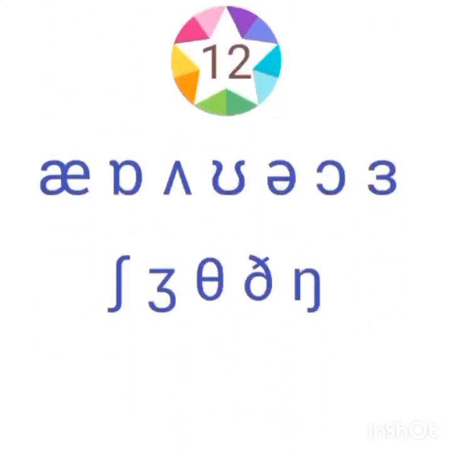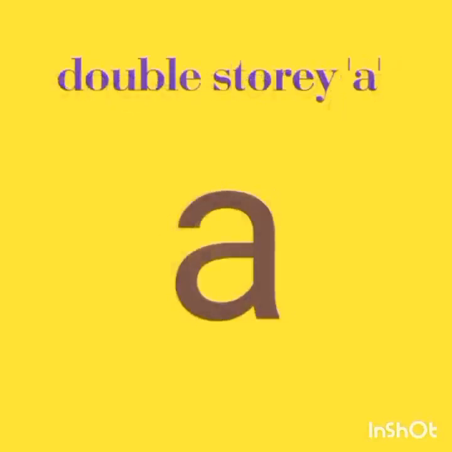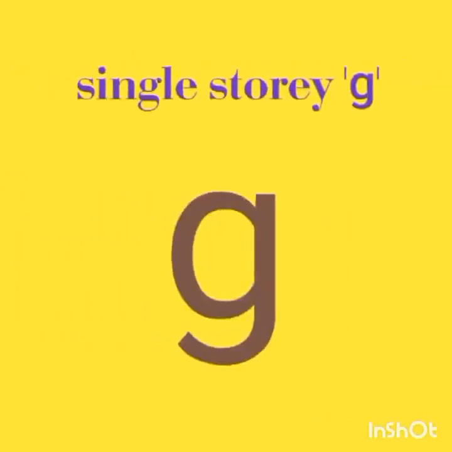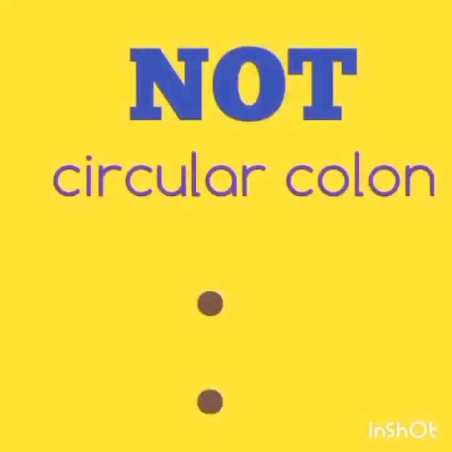It is worthy of note that among the letter sounds there is a single story A and a double story A. Also, there is a small capital letter I. The letter G used as a sound is usually represented by a single story G, not a double story G. And lastly, the colon used is a triangular colon, not a circular colon. All this is to have a presentable transcription whenever you decide to write it in print.